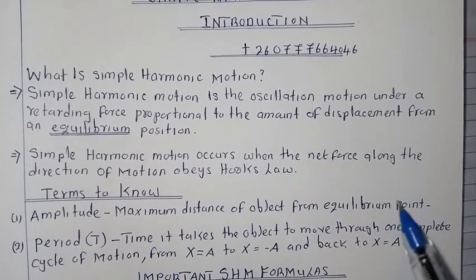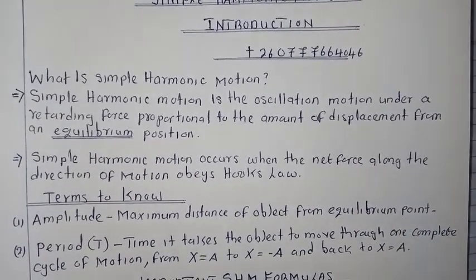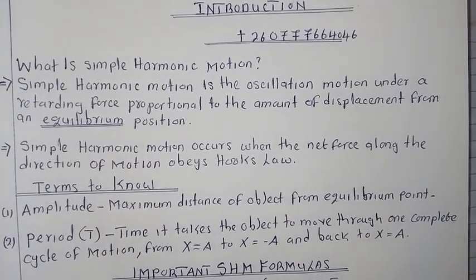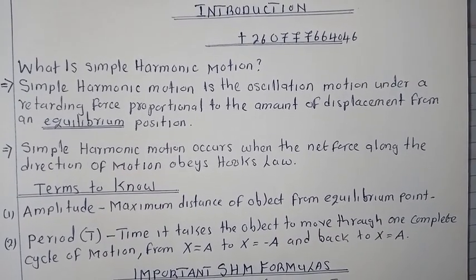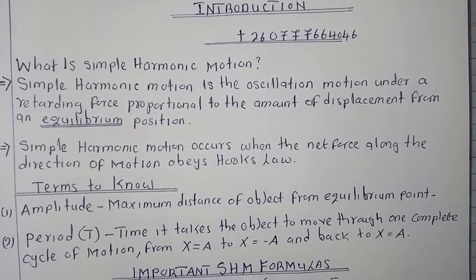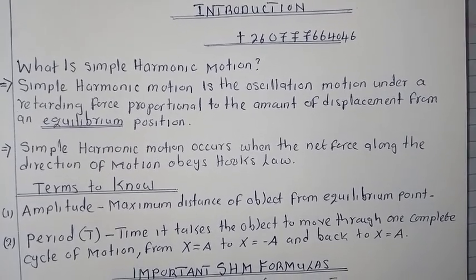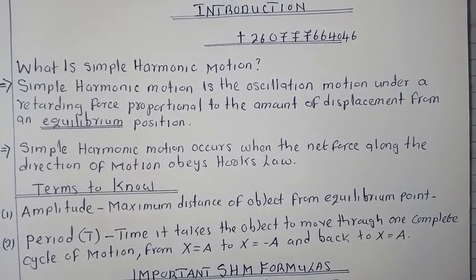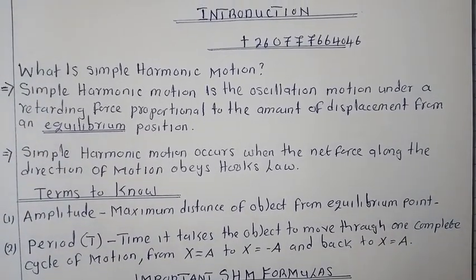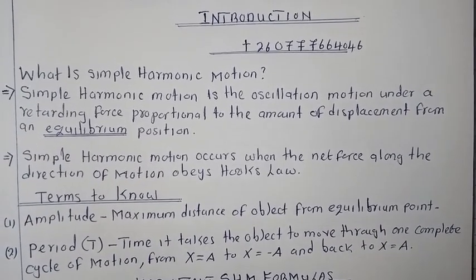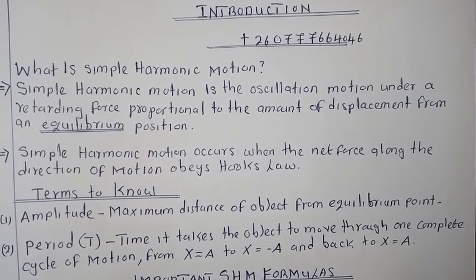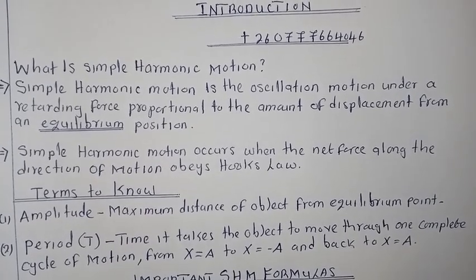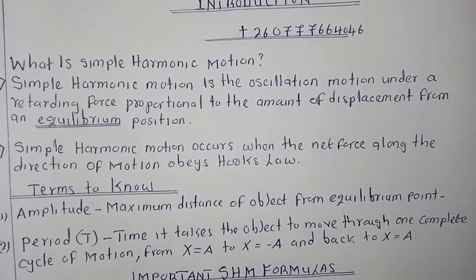Simple harmonic motion is the oscillating motion under a restoring force proportional to the amount of displacement from an equilibrium position. A very good example of an object that does simple harmonic motion is a spring. If you apply a force at the terminal end of a spring, you expect it to stretch to some distance. But if you let it go, you expect that spring to go back to its initial resting position.